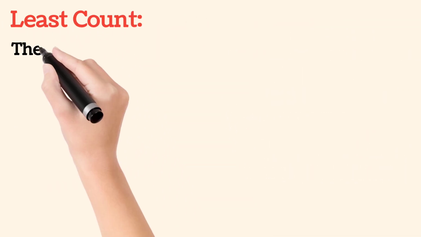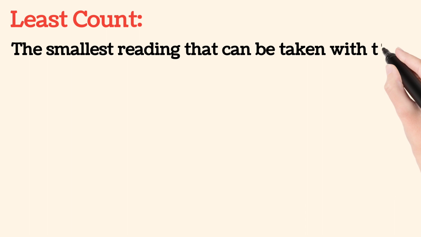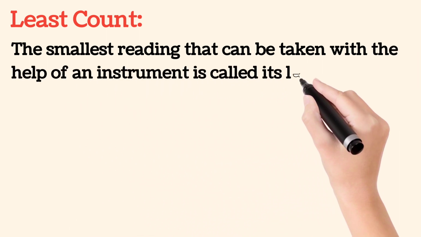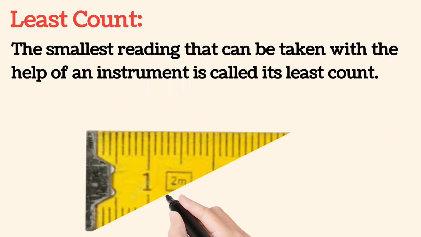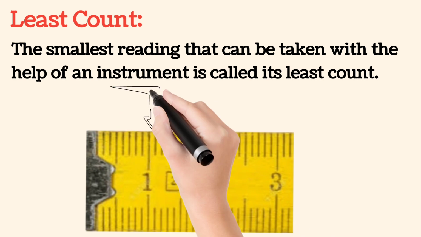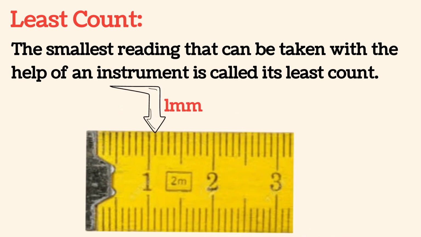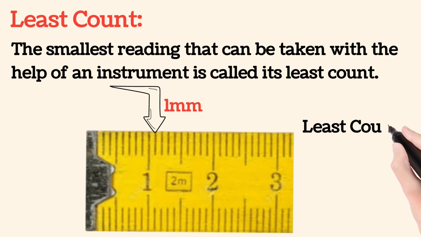Least count. The smallest reading that can be taken with the help of an instrument is called its least count. As shown, the meter rule has smallest reading 1 mm. That is why its least count is 1 mm.